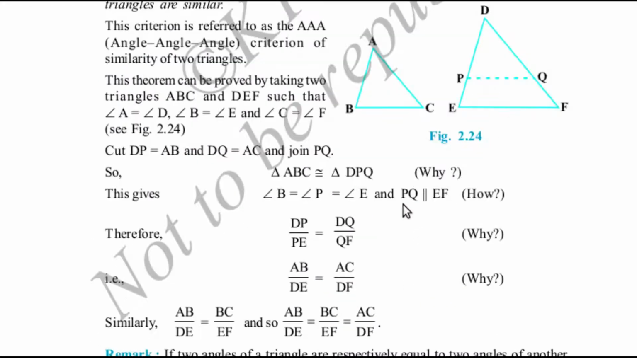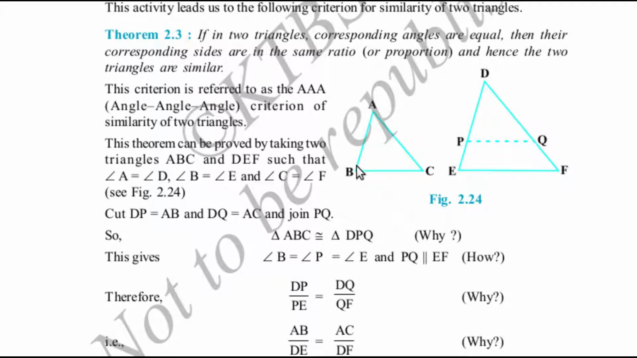Let us prove theorem 2.3, which states that if in two triangles corresponding angles are equal, that is angle A is equal to angle D, angle B is equal to angle E, angle C is equal to angle F, then their corresponding sides are in the same ratio. Hence the two triangles are similar.